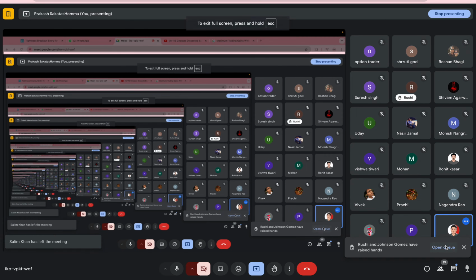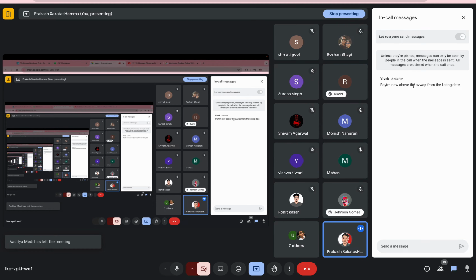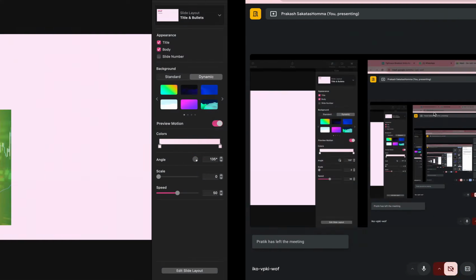All right, open queue. Paytm now above the VWAP. Oh, is it so?